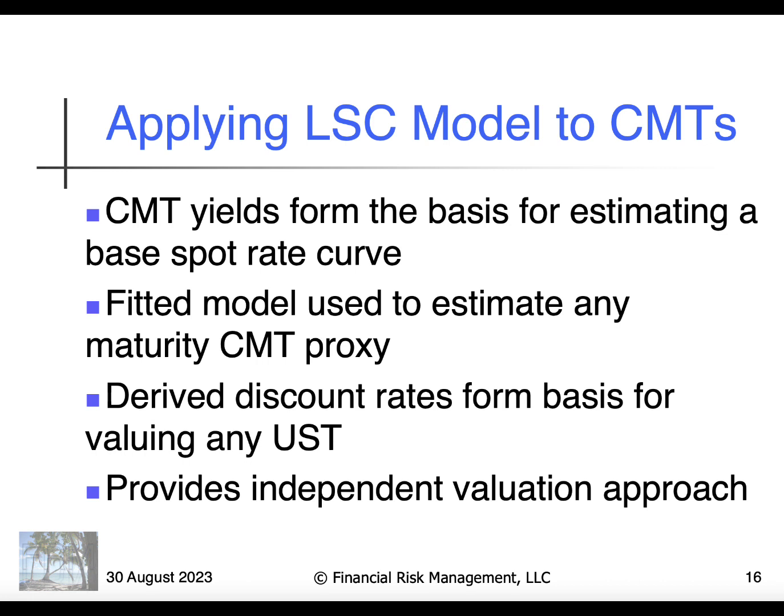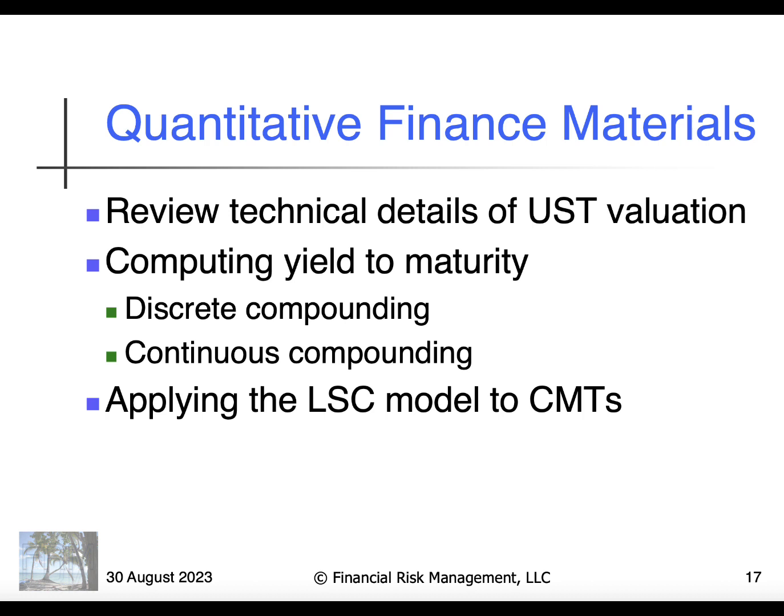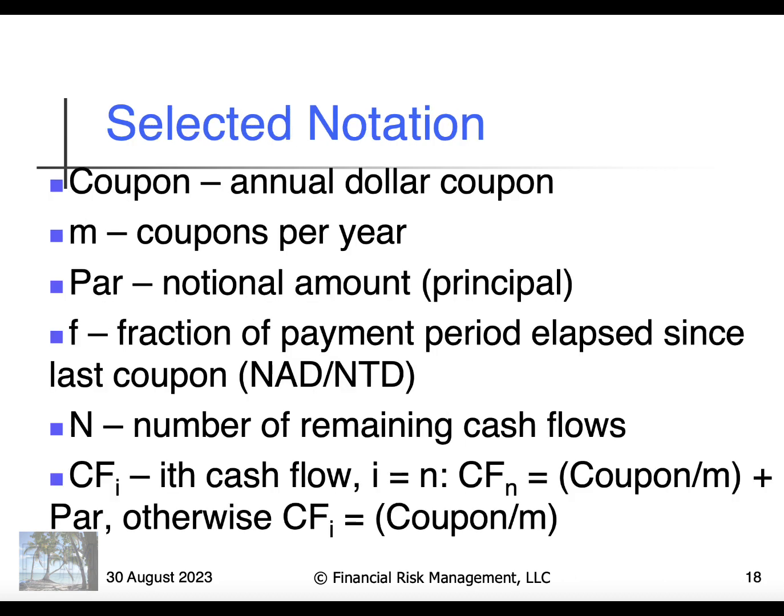If I'm comparing a 4.25-year bond with a 4.75-year bond, yield to maturity has all kinds of problems. But by fitting this curve, generating discount factors, and valuing the bonds with those discount factors, we can figure out which one is overvalued and which one is undervalued. We're now going to go over some of the technical details of U.S. Treasuries, computing yield to maturity, and then applying the LSC model.